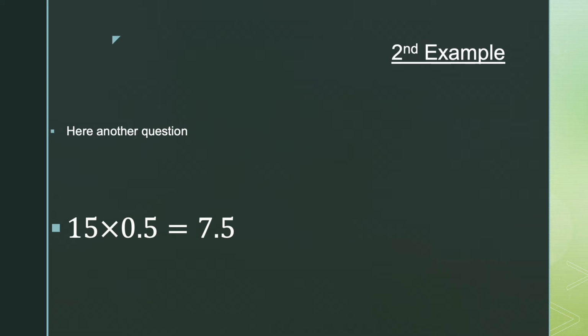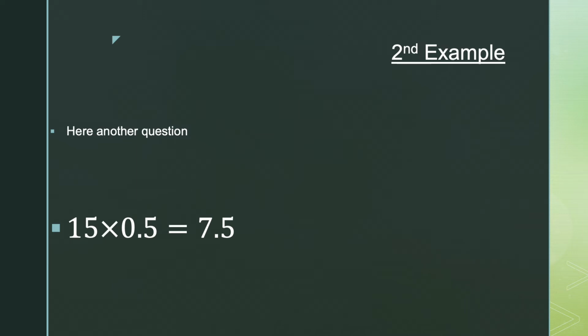Right, guys, example 2. Here is another question: 15 times 0.5. If we work out normally here, 15 times 5, it's 15, 30, 45, 60, 75. So 15 times 5 is 75. So 15 times 0.5 is 7.5.